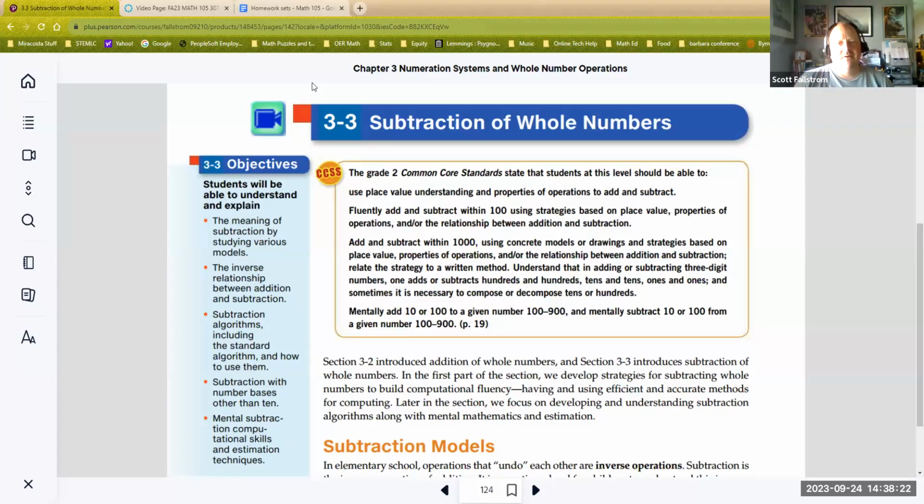Section 3.3 is, well, we're moving through the operations. You saw 3.2 is addition. This is subtraction. Take a look at the Common Core standards that are listed here.